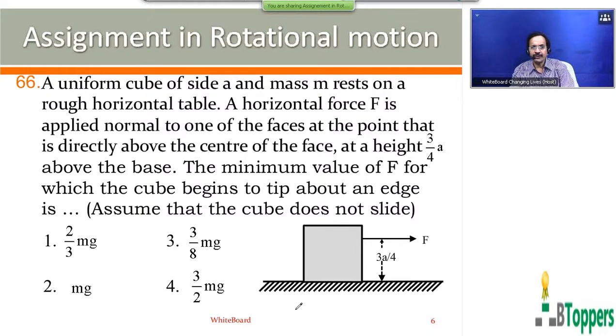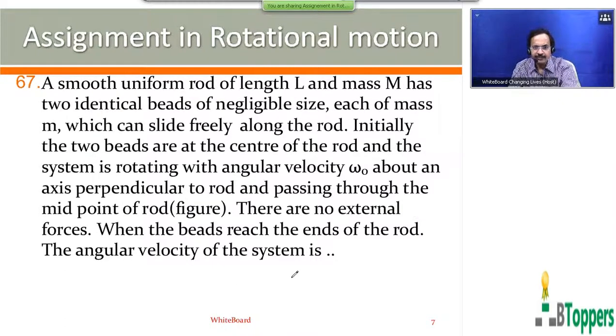So I am going to show you the next question on screen. See question number 67. A smooth rod of length L and mass M has two identical beads of negligible size, each of mass small m, which can slide freely along the rod. Initially, the two beads are at the center of the rod and the system is rotating with angular velocity omega naught about an axis perpendicular to the rod and passing through the midpoint of the rod.